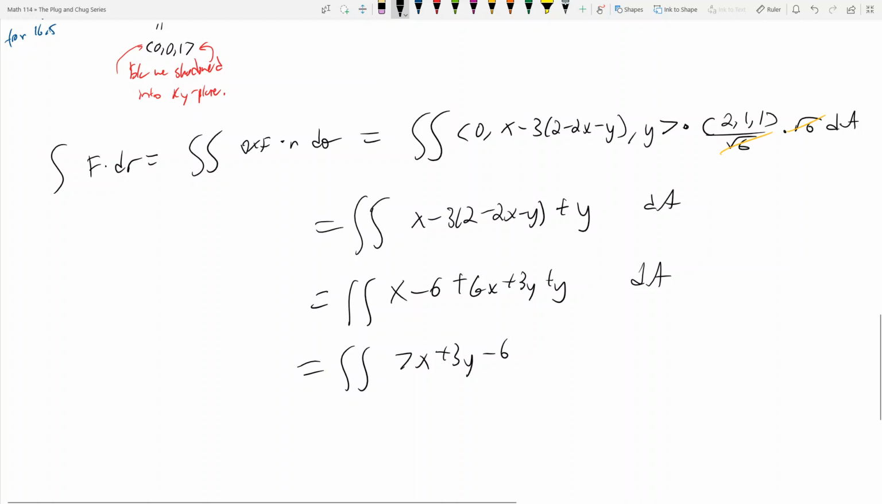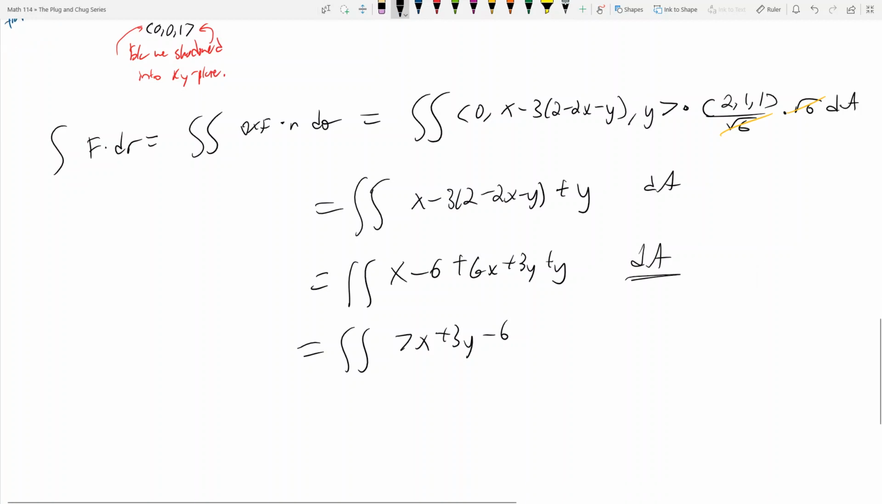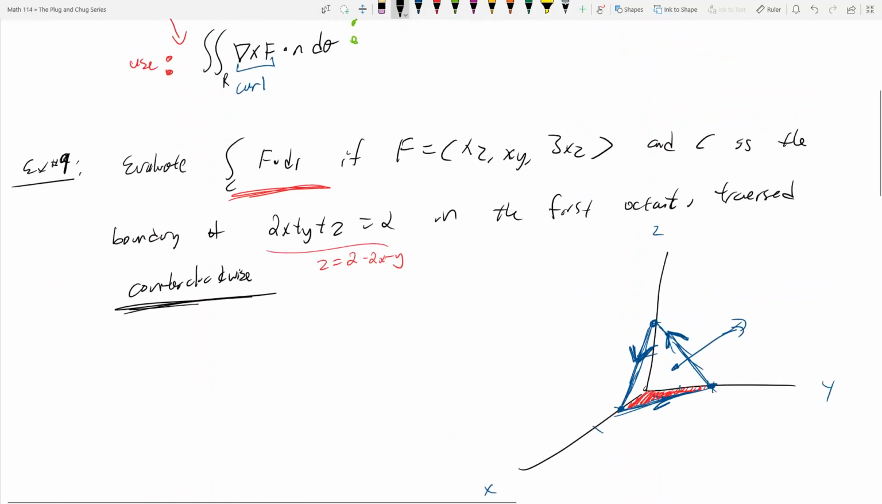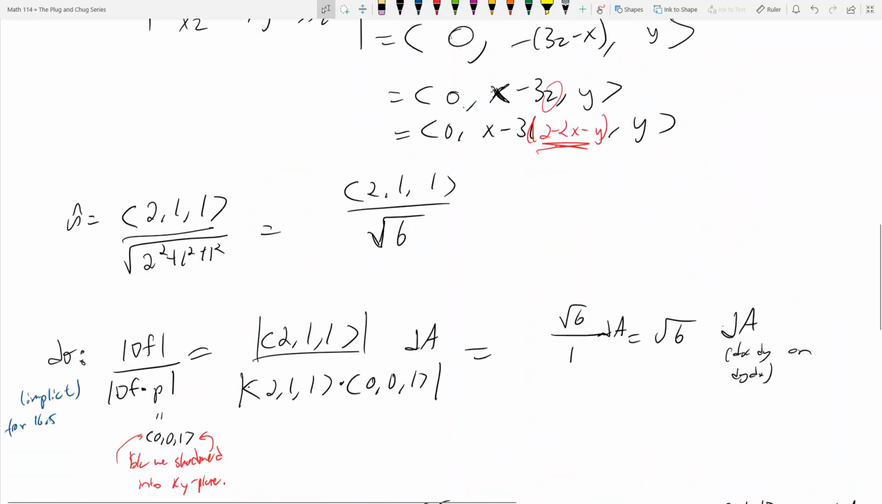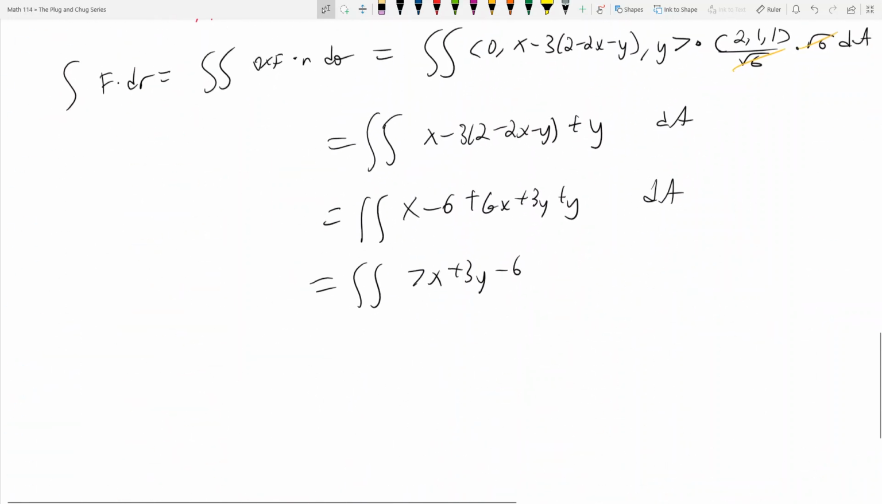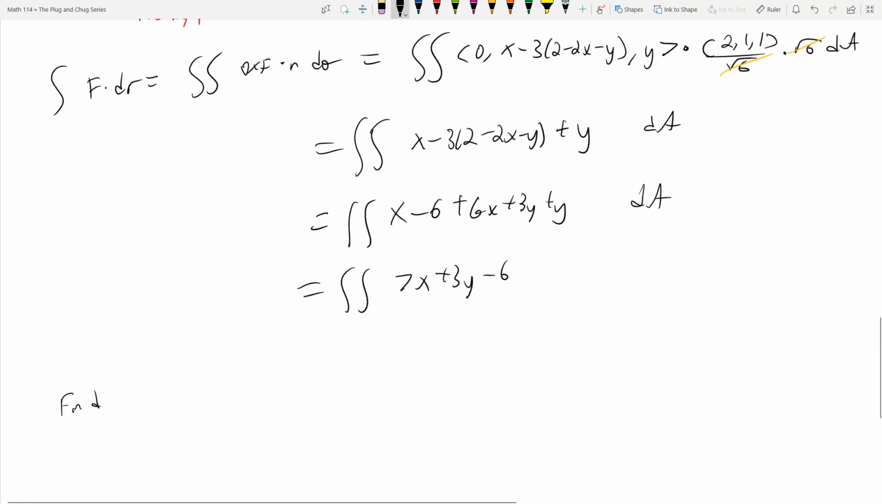Now we need to figure out what dA is. I need to figure out what dA is. And so remember, I'm shadowed in the xy plane, which is that red area. So in the xy plane then, now we want to find dA, the dA bounds.